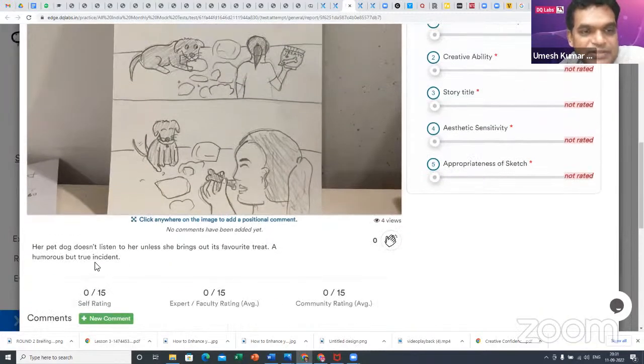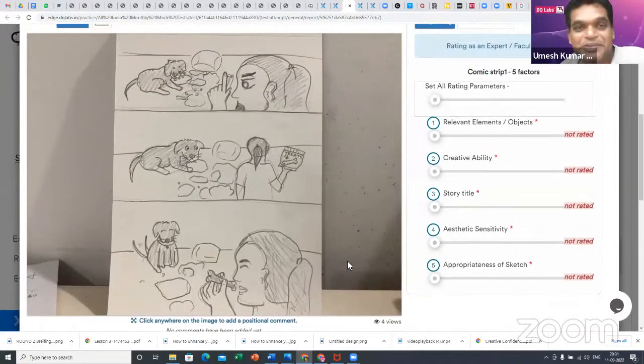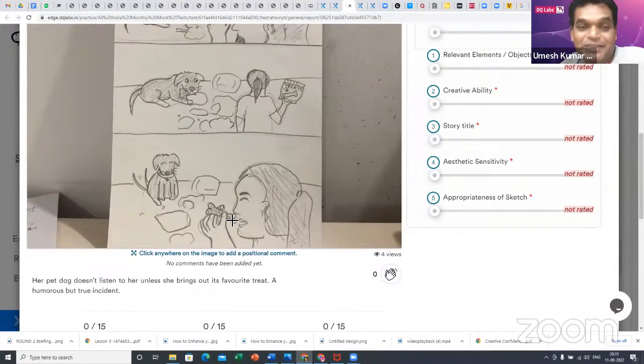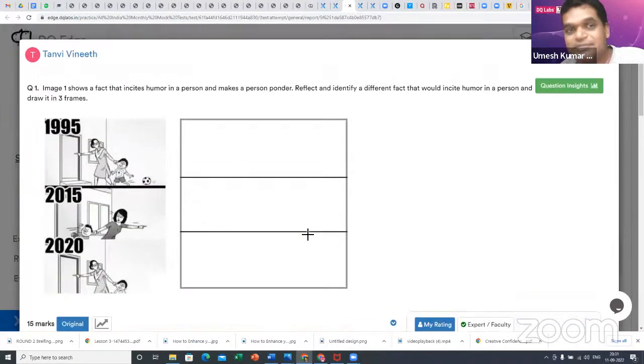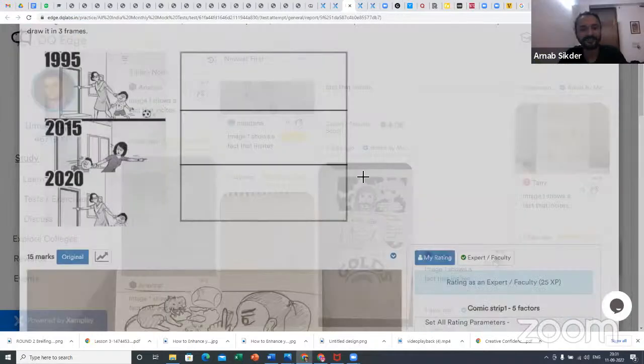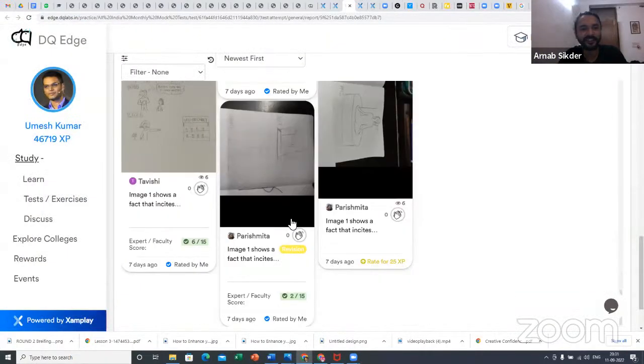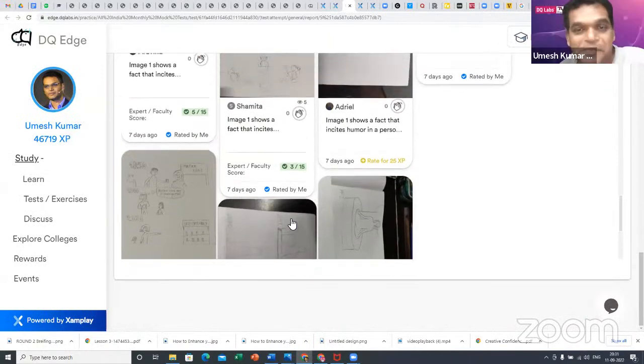Her pet dog doesn't listen to her unless she brings out its favorite treat, a humorous or true incident of this. I completely misunderstood what has been represented. I thought she is eating the bone. Yeah, the question is not correct. So she started eating the treats together. Hmm. Not conveying.